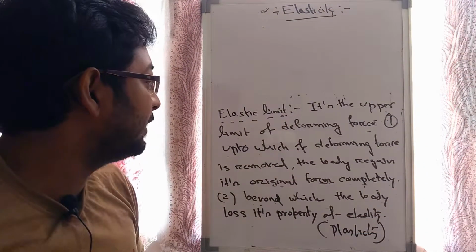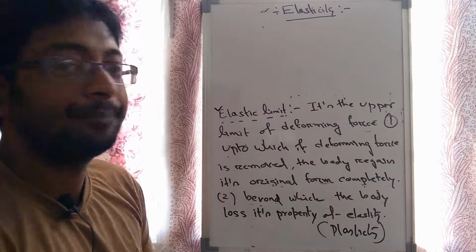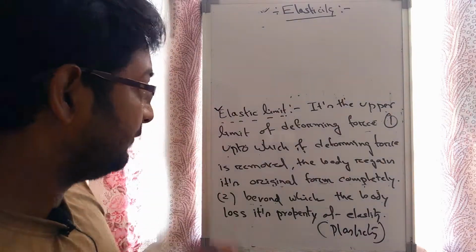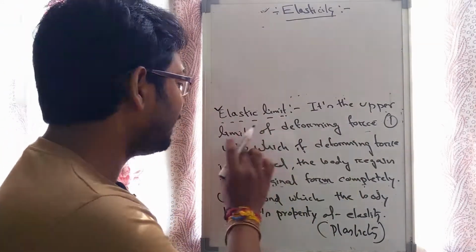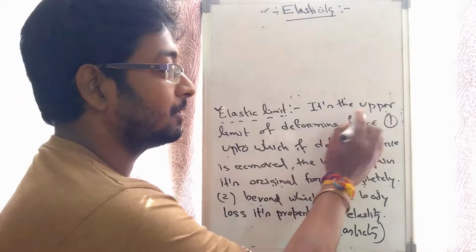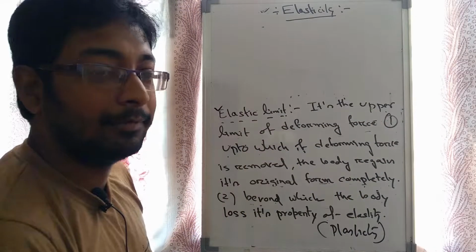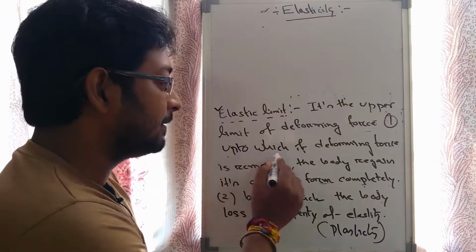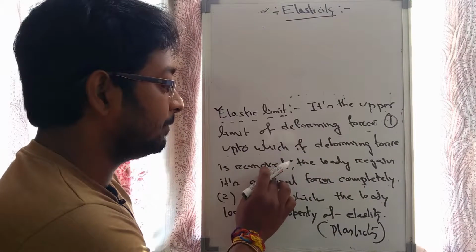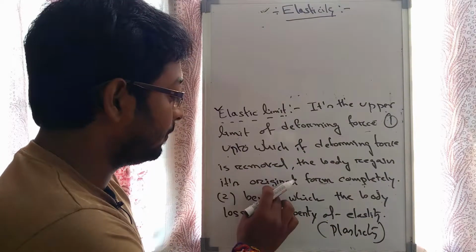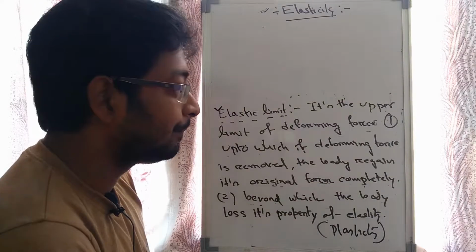I'm going to discuss the elastic limit. So what is the definition? The definition is that it is the upper limit of the deforming force, up to which, if the deforming force is removed, the body regains its original form completely.